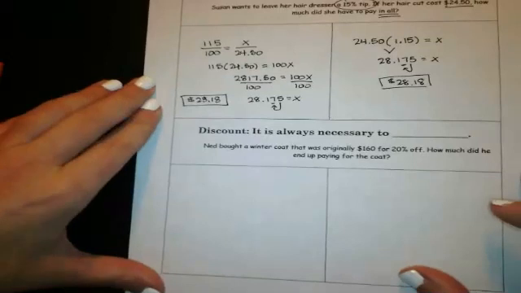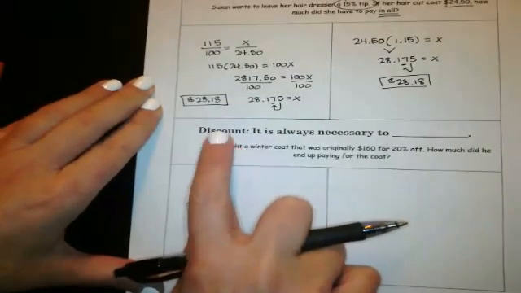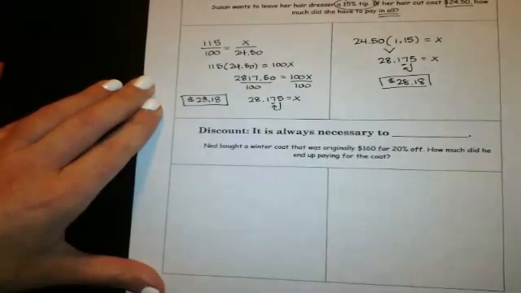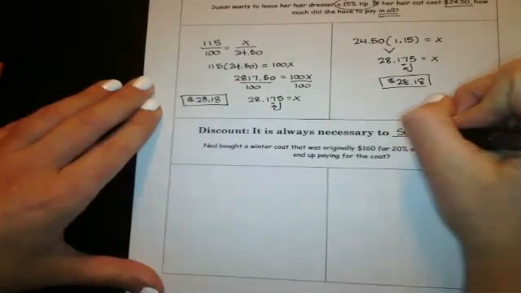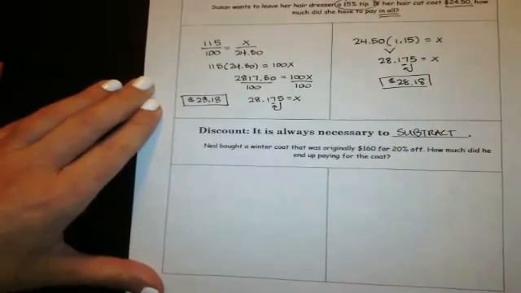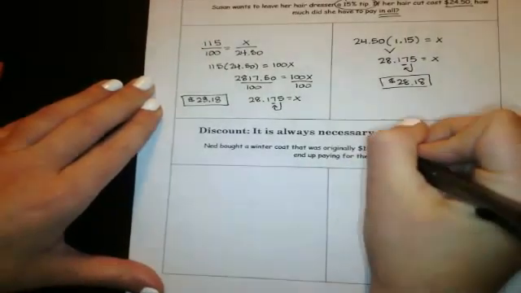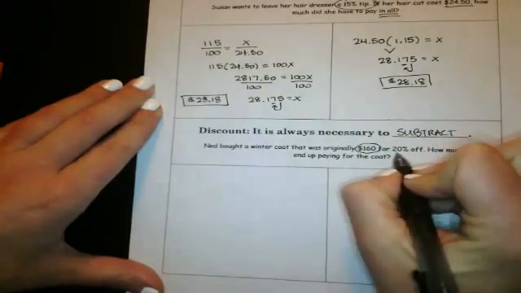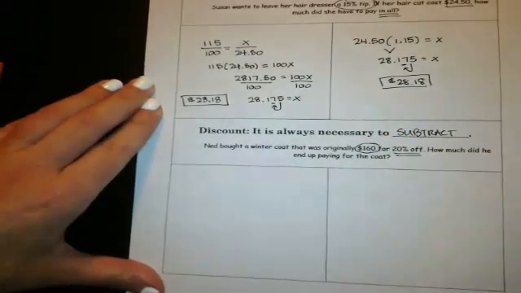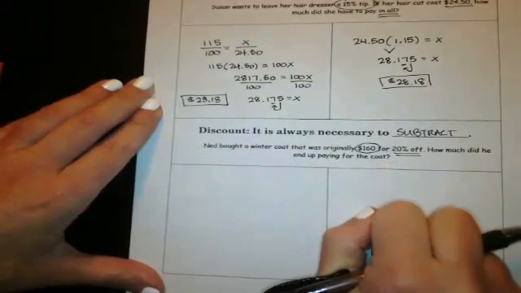And the last one we're going to talk about is a discount. This is when things are on sale. So when things are on sale, that's a good thing. That means you're going to save money. So when this happens, we need to subtract. Okay? Ned bought a winter coat that was originally $160 for 20% off. How much did he end up paying for the coat?